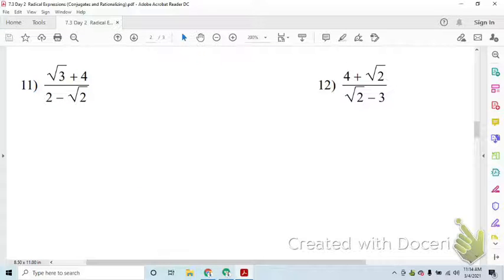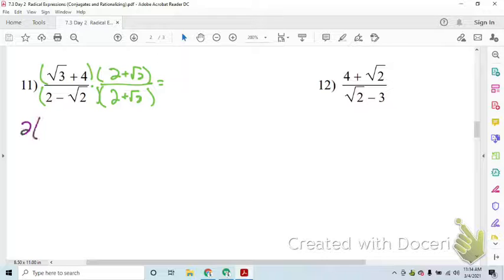Now, when you have a binomial on top, things get a little bit more interesting, maybe difficult if you want to call them that, but it's just going to look grosser. We have to still multiply by the conjugate, which in this case is going to be 2 plus root 2 over 2 plus root 2. So, I'm going to work on the bottom first this time, just to change it up a little bit. So it'd be 2 times 2 plus root 2, and then minus root 2 times 2 plus root 2.